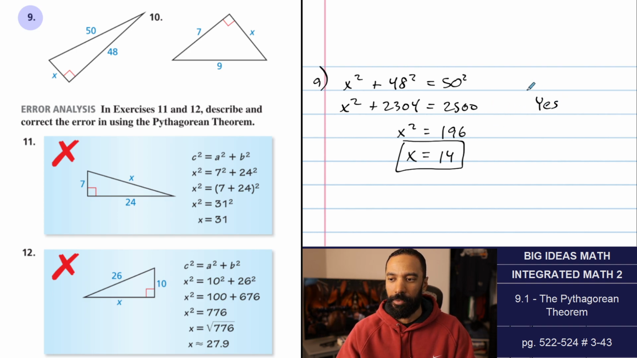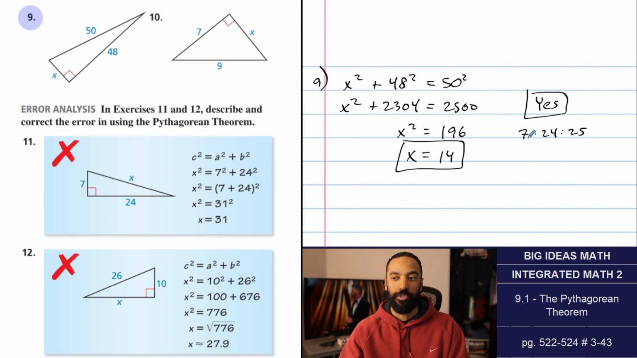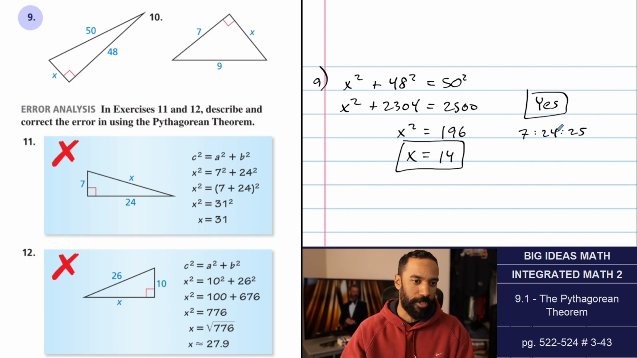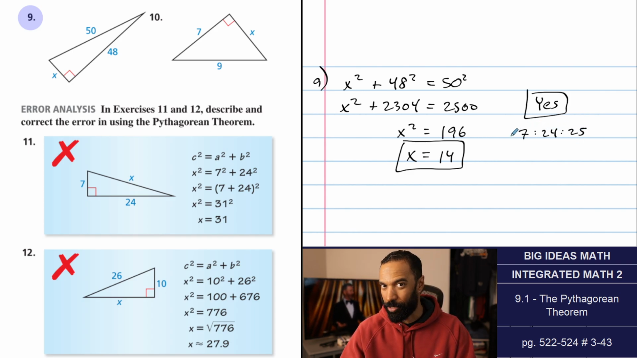Yes. How did I know? This is part of the 7, 24, 25 Pythagorean triple. You double all of these and you get those values. 25 doubled is 50, 24 doubled is 48. 7 doubled is 14. That's the one that I found.